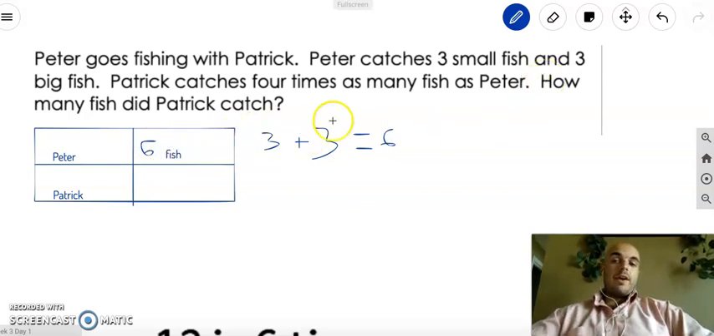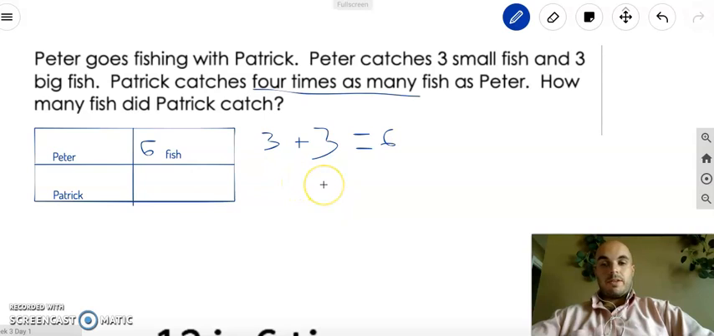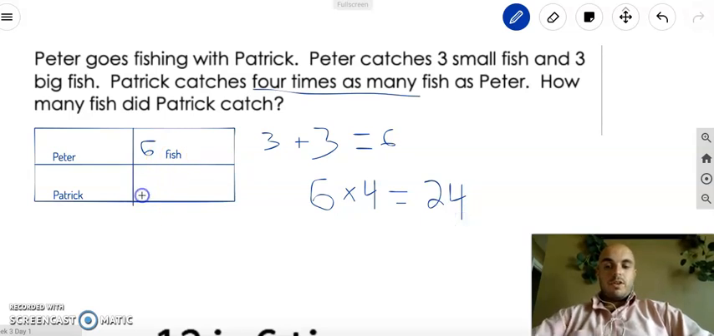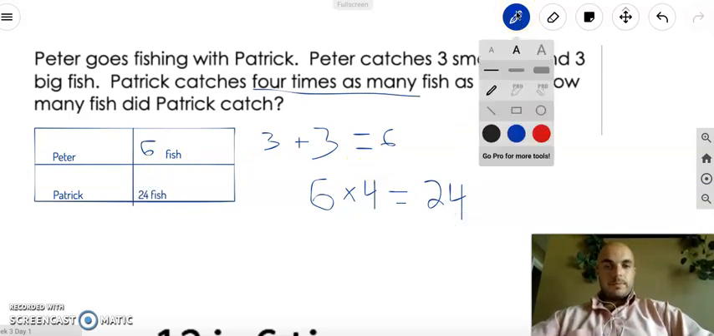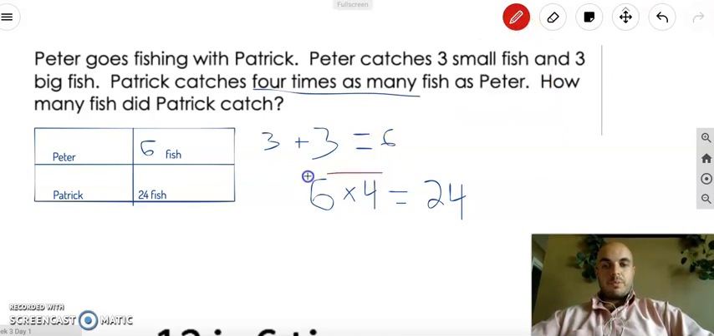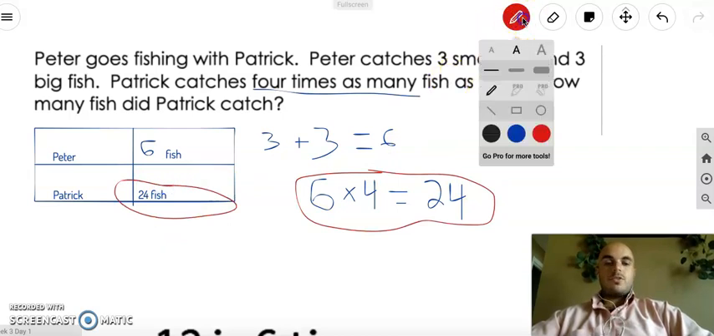Not done though, because again, I need to find out how many fish did Patrick catch. We know that he caught 4 times as many fish as Peter. Well, if Peter caught 6, I can multiply. I can create a multiplicative comparison. So I am taking my 6 fish that Peter caught, and I know that Patrick caught 4 times as many. So there's my multiplicative comparison. 6 times 4, I know to be 24. So Patrick caught 24 fish. Great. I'm going to circle our multiplicative comparison, and I'm also going to circle our answer here in this box. Excellent. Just like that.